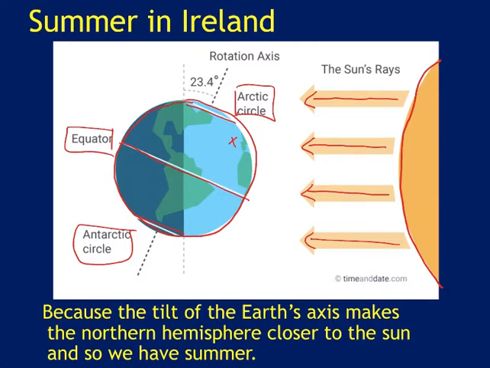So therefore it is going to be warmer for us, whereas down here they are now the tilt that's further away, and that's why it's winter in the southern hemisphere. So pause this if you need to, and draw your diagram and write your blurb.